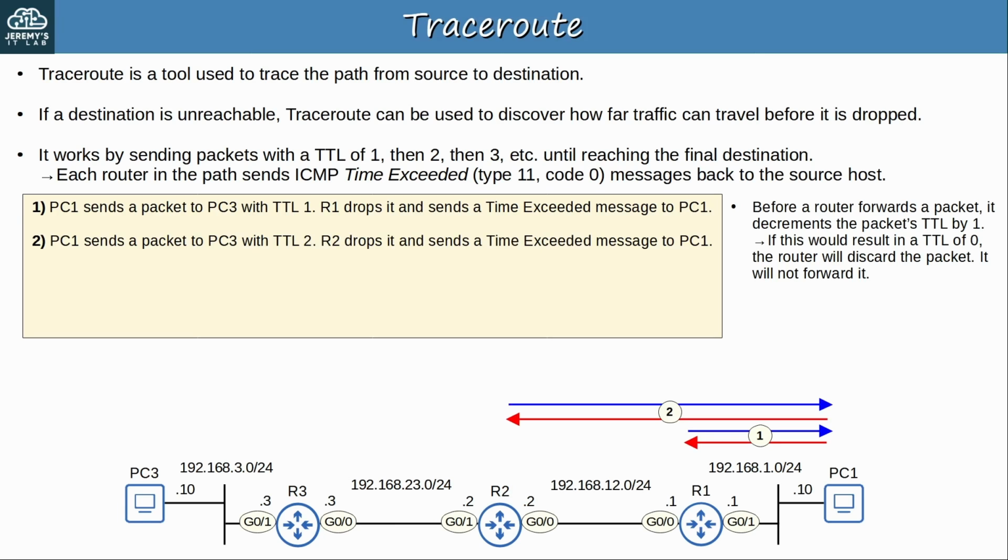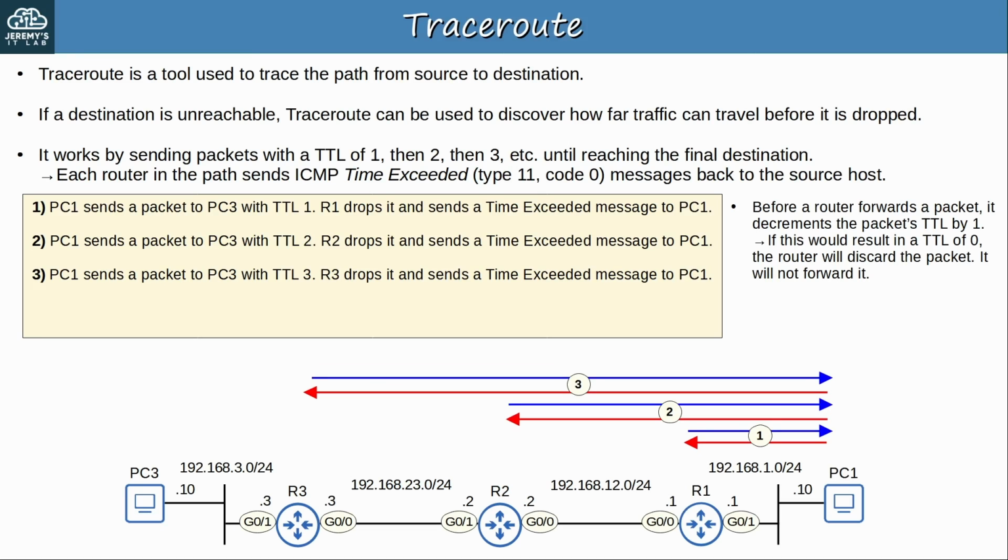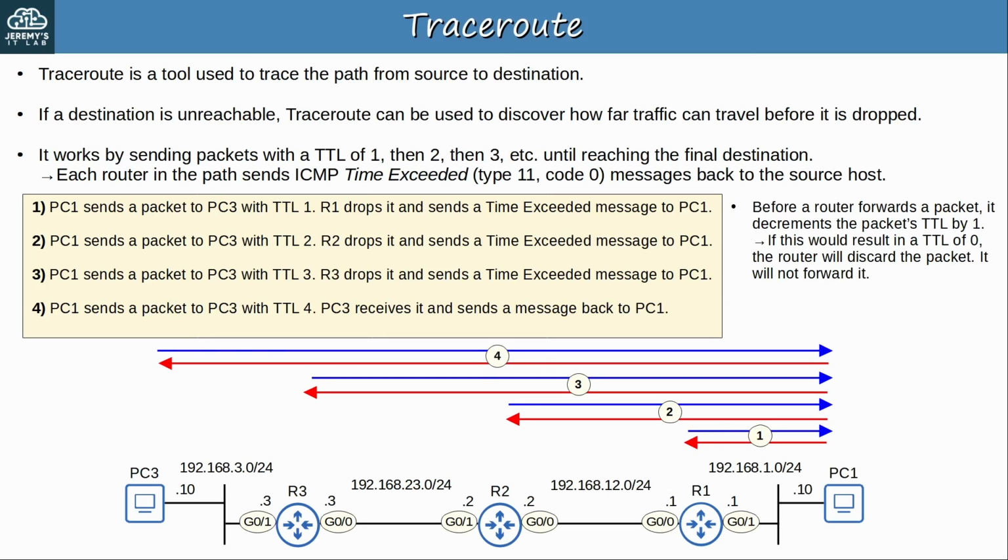Then, PC1 sends a packet with TTL 2. This time it reaches R2, which drops it and sends a time exceeded message to PC1. Then PC1 sends a packet with TTL 3, and it reaches R3 before being dropped. Finally, PC1 sends a packet to PC3 with TTL 4, and it reaches PC3. PC3 sends a message back to PC1. However, the kind of message sent back by PC3 depends on the kind of message sent by PC1. It varies by OS. As I'll show later, in Windows, Traceroute uses ICMP echo request messages. But in Cisco IOS, Linux, and macOS, it sends UDP segments.